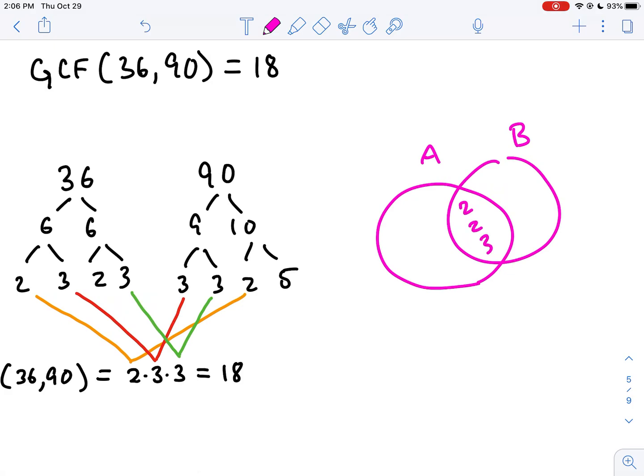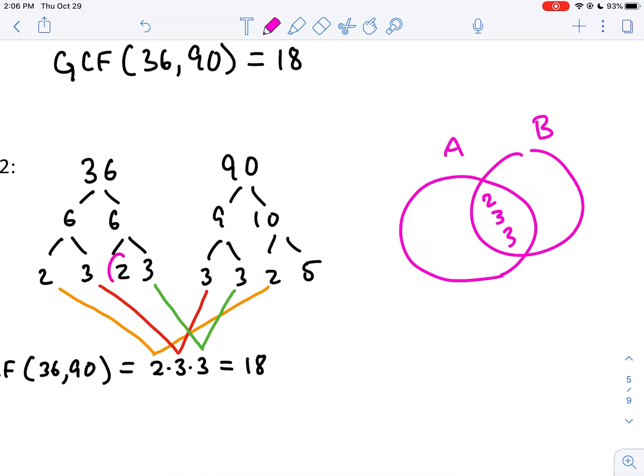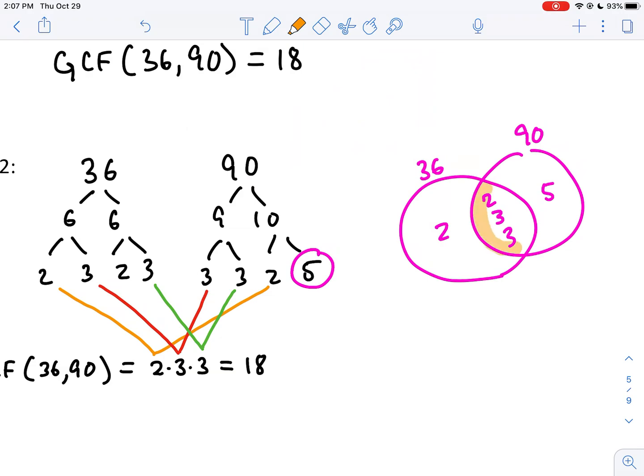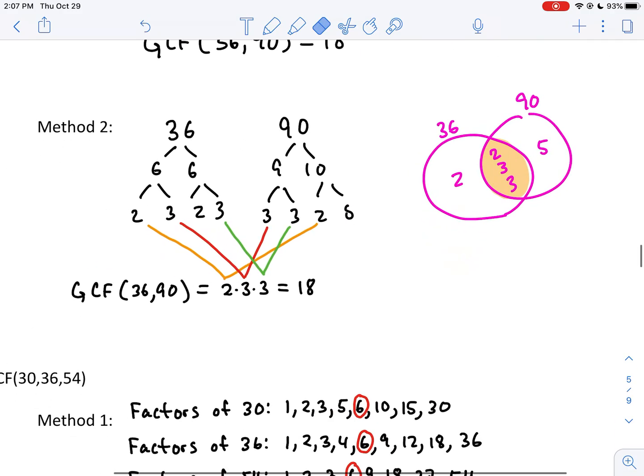So the factors they have in common were 2, 3, and 3, not 2, 2, and 3. So that's what's in common. And then the only other factor that's not in common for A is 2. And instead of A and B, maybe I'll say this is the 36 factors, these were the 90 factors, something like that. And the only other one that hasn't been described yet for 90 is the 5. And when you're doing a GCF, a greatest common factor, you just multiply the ones that are in the overlap, including repeats. Right? So 2 times 3 times 3.